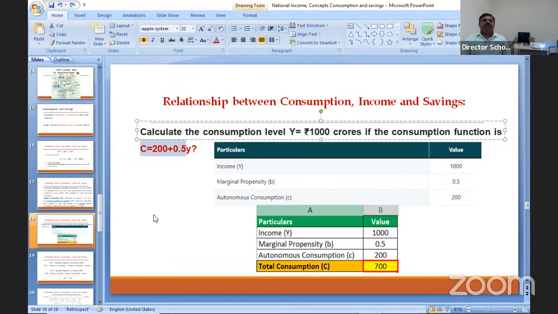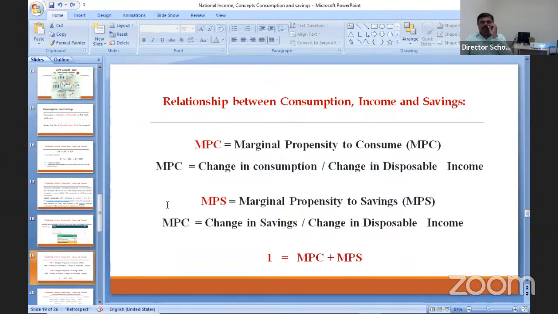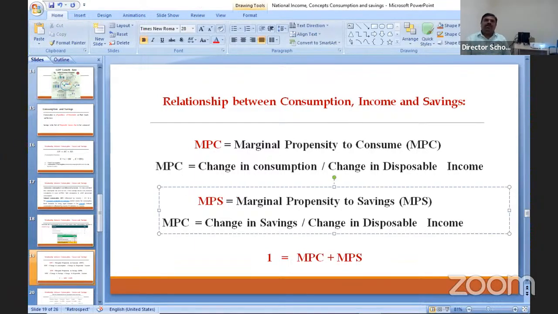So it is called the consumption function. Then onwards, we need to discuss the basic and very important concepts, that is, marginal propensity to consume and marginal propensity to save. So how can we calculate these two? There is an equation for these two terms.